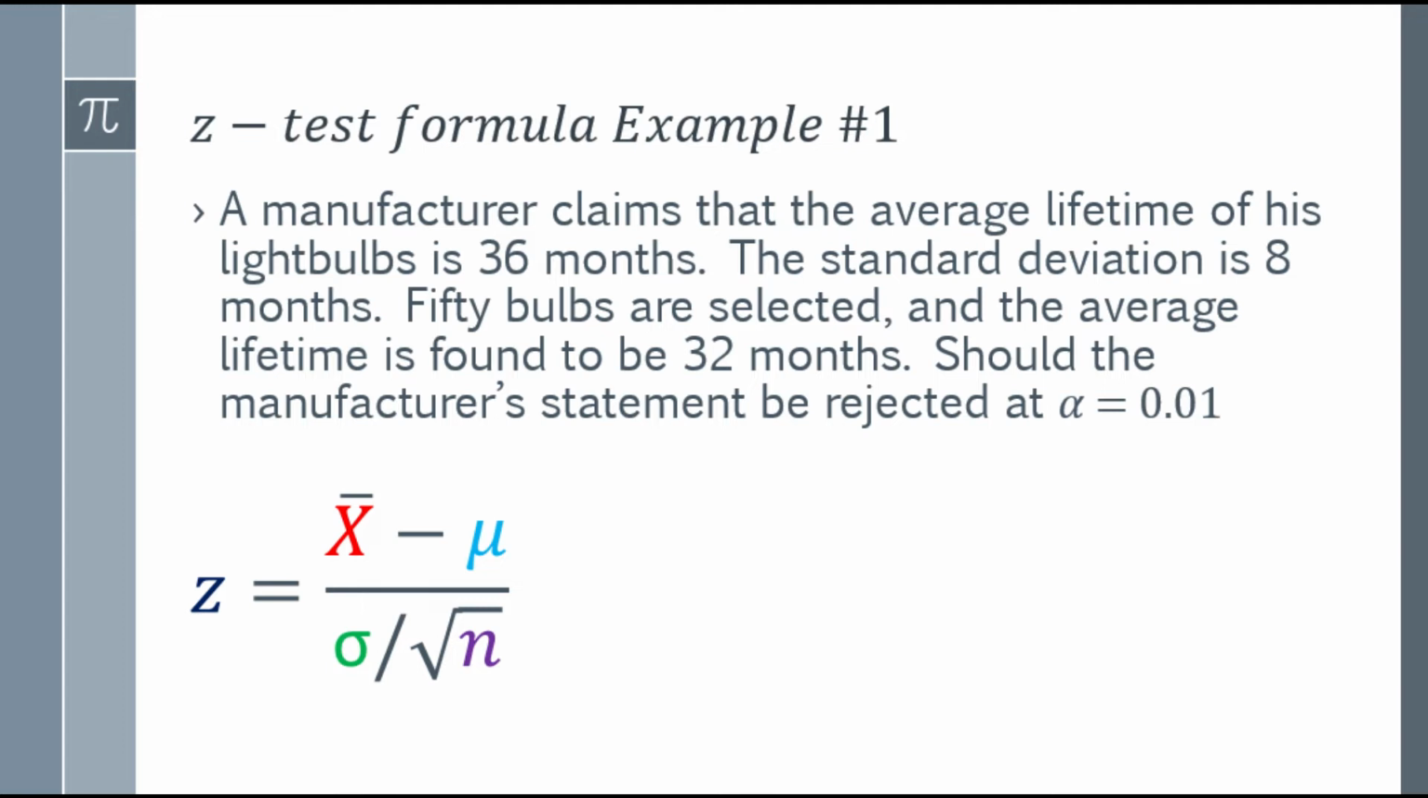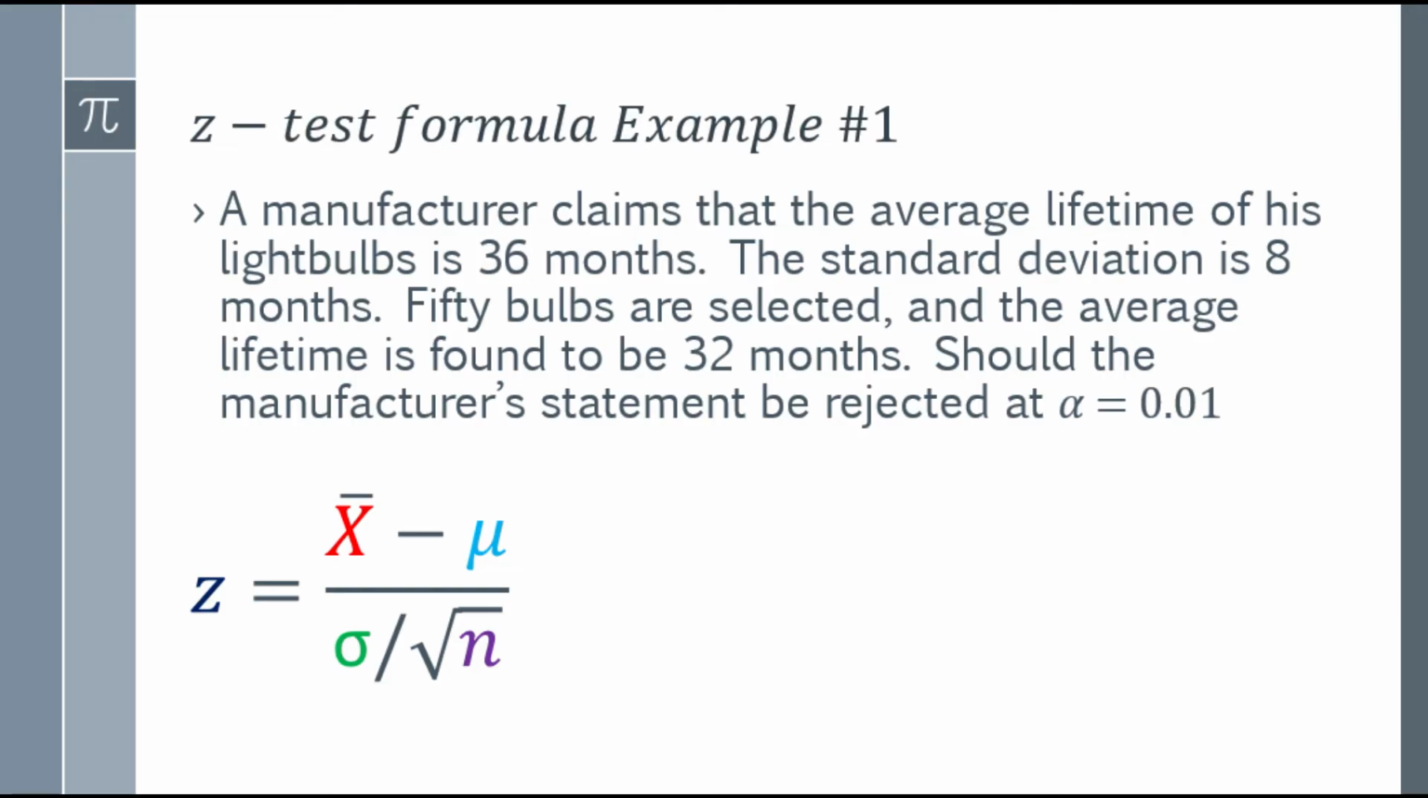Example number 1. A manufacturer claims that the average lifetime of his light bulbs is 36 months. The standard deviation is 8 months. 50 bulbs are selected and the average lifetime is found to be 32 months. Should the manufacturer's statement be rejected at level of significance is equal to 0.01?